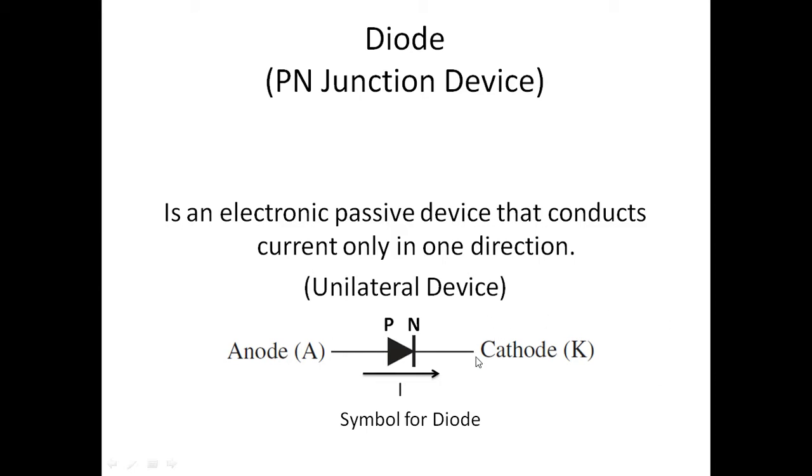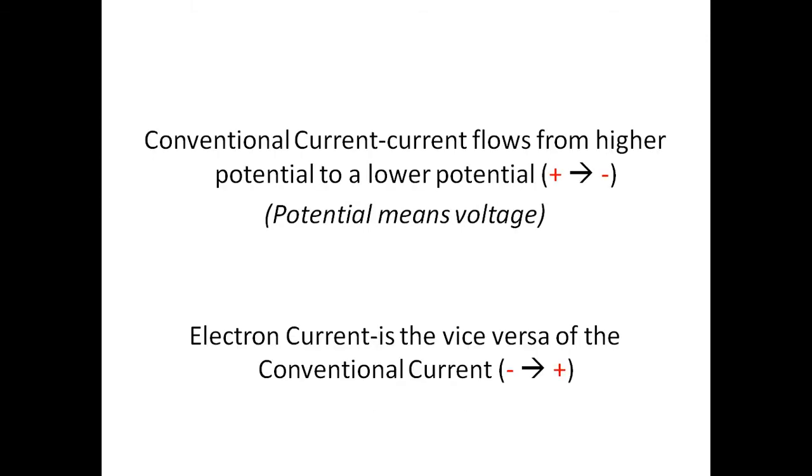Okay? So nabanggit dito is yung direction ng kuryente, no. So kung maalala natin, mayroong two types of current flow. The first type is the conventional current flow, and the second type is the electron current flow. The conventional current flow is the current flows from positive to negative, or from a higher potential to lower potential. Okay, yung potential ibig sabihin voltage. So the electron current is vice versa, from lower potential to a higher potential naman.